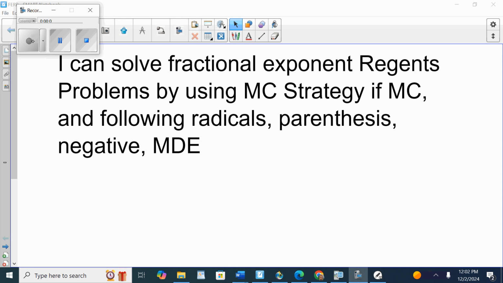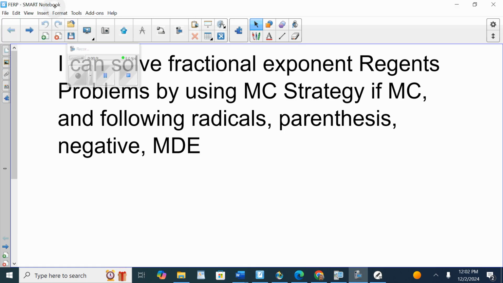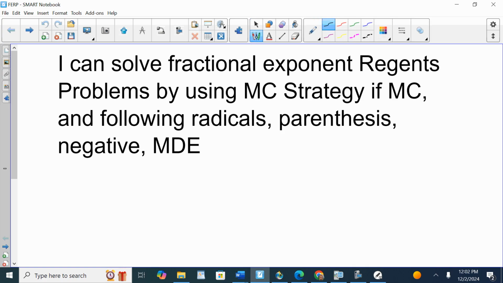Hello everybody, very important lesson. This is the culmination of a few little lessons. They all build to this. I can solve fractional exponent Regents problems by using multiple choice strategy if it's multiple choice, and following the radicals of fractional exponents.